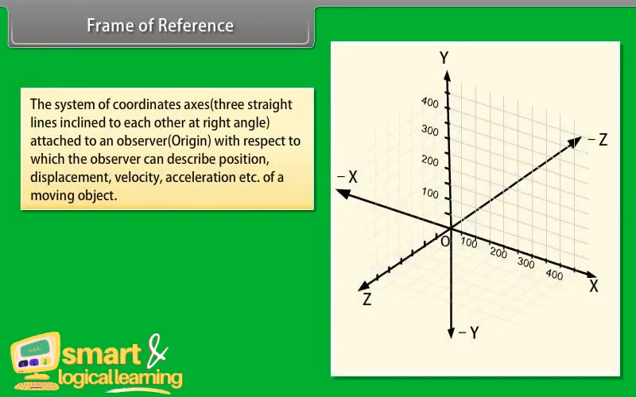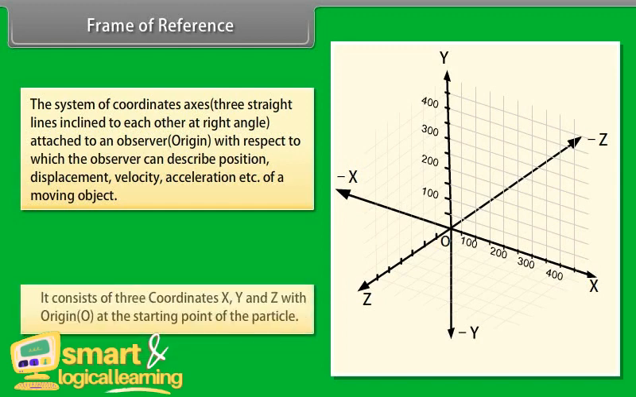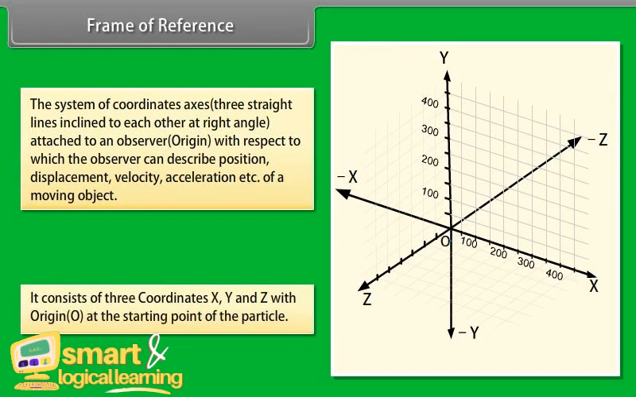Frame of reference. The system of coordinate axes, three straight lines inclined to each other at right angles, attached to an observer origin with respect to which the observer can describe position, displacement, velocity, acceleration, etc. of a moving object. It consists of three coordinates x, y, and z with origin O at the starting point of the particle.